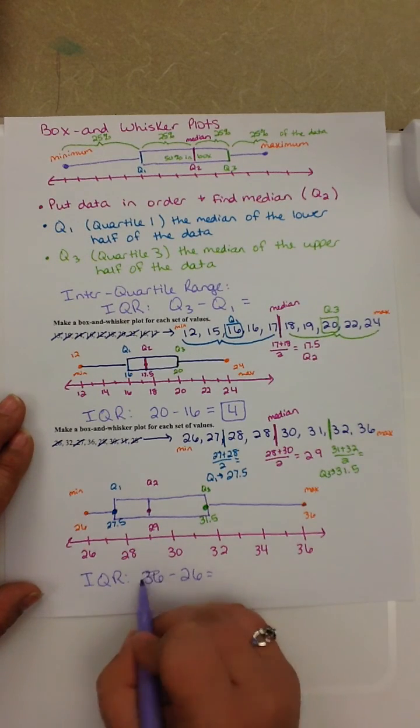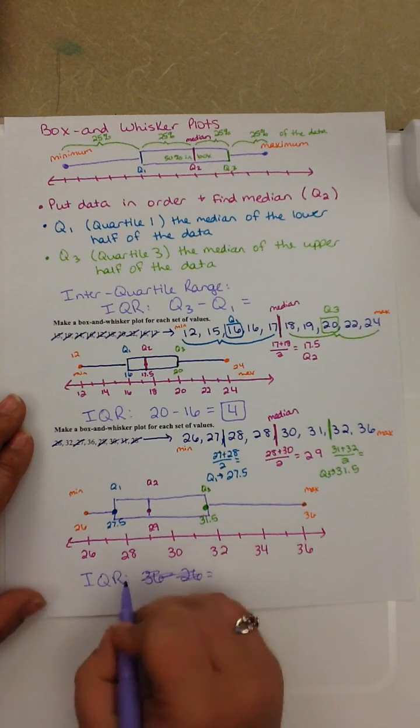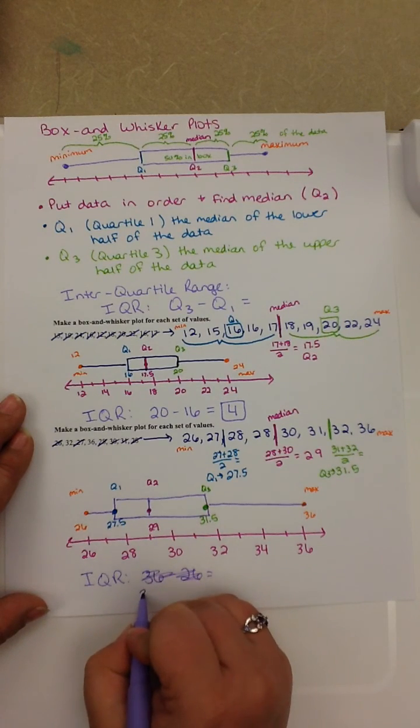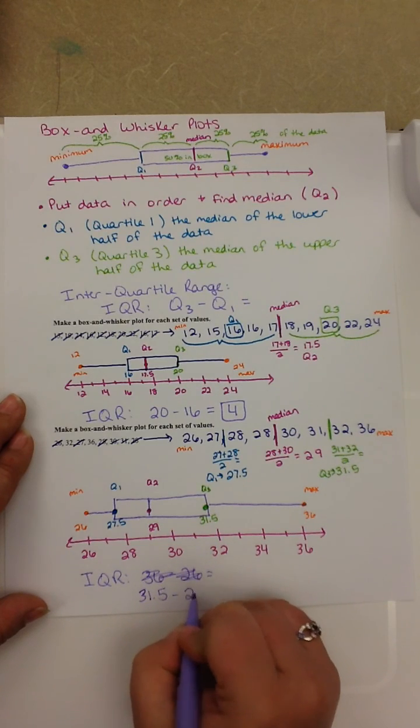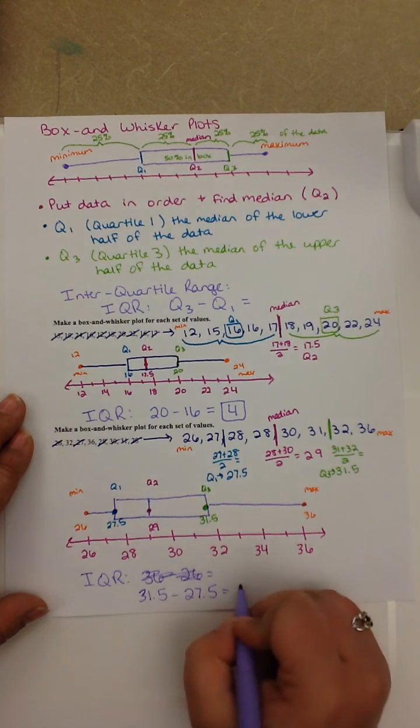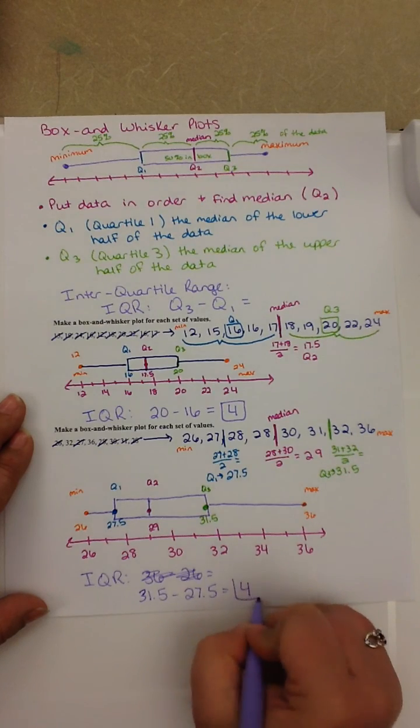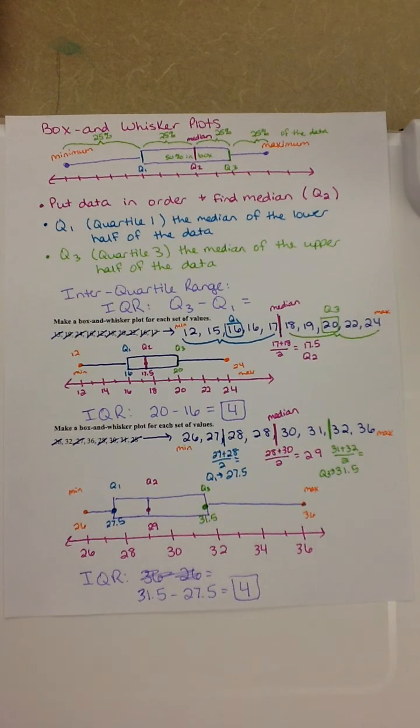What am I doing? That would be the regular range. The IQR would be Q3, so 31.5, minus Q1, 27.5, which is 4. So again, our IQR is 4. Please don't think that that's a pattern and the IQR is always going to be 4.